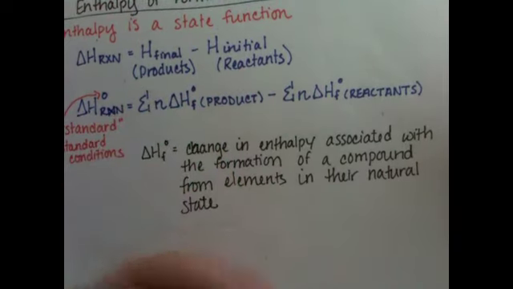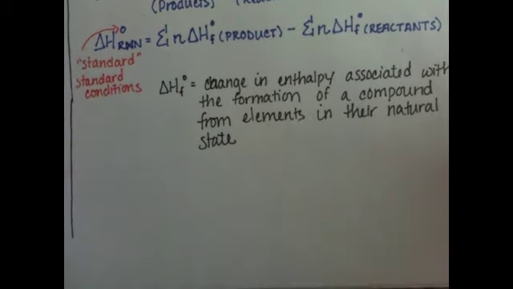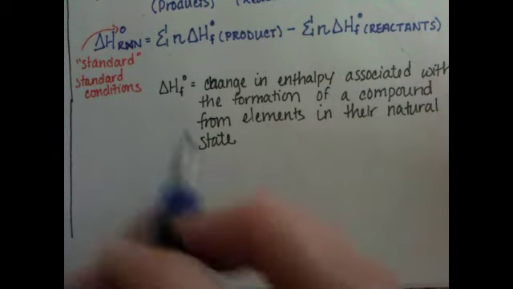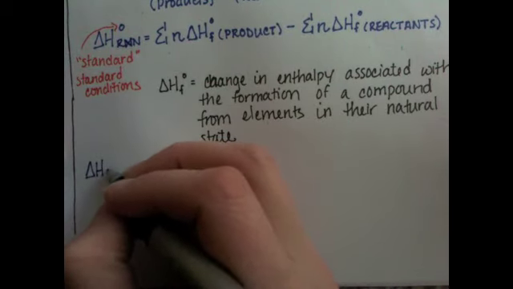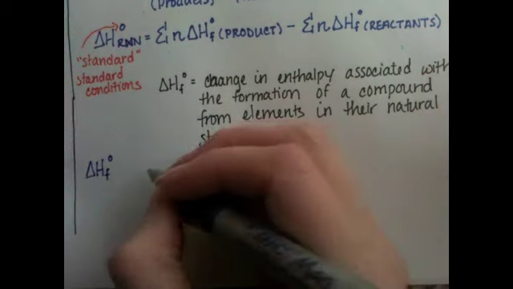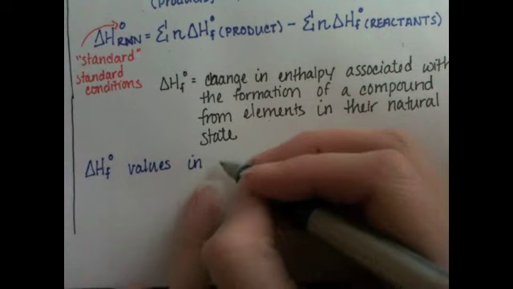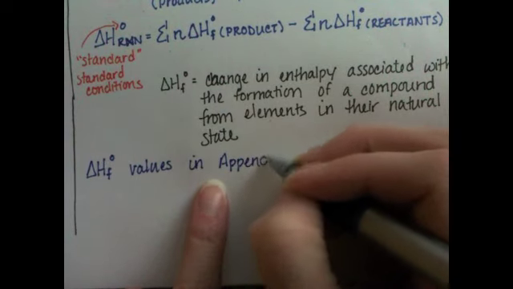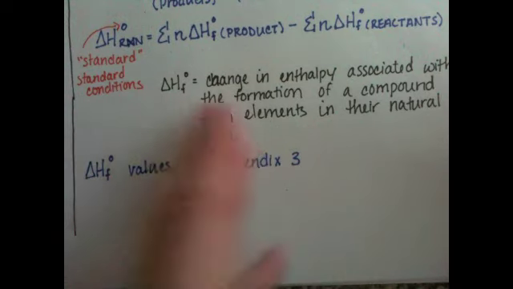Your textbook has a giant table full of delta H of formation values in Appendix 3. Of course, you are not expected to memorize most of them. There are some that I want you to know, but for the most part, you're going to look them up. I will give you their values when you're taking your test. If you go back into your book to Appendix 3 and open it up, you're going to see there's a whole bunch of data.